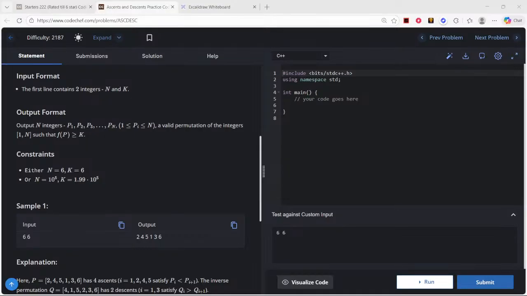What we understand is the condition I gave: P of i is less than P of i plus 1, and the other condition was the index of i in P is greater than the index of i plus 1 in P. So this also gives us one point, right?